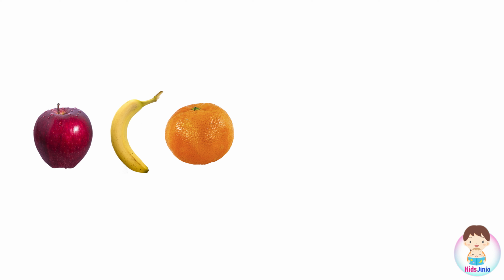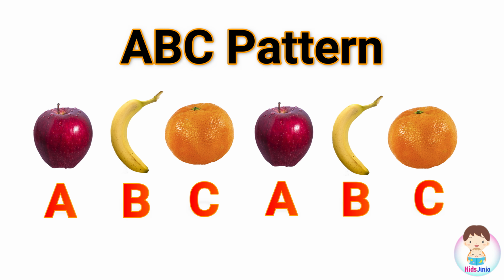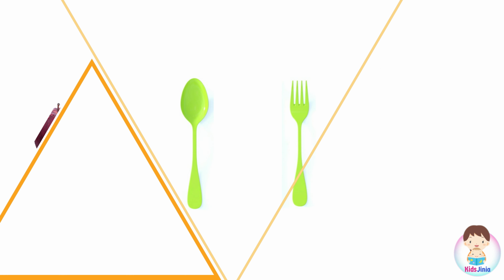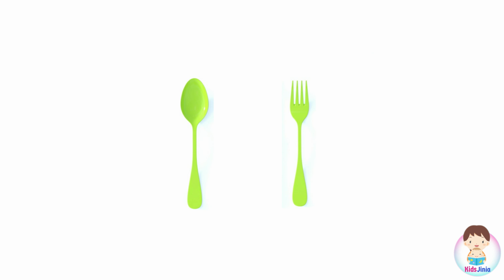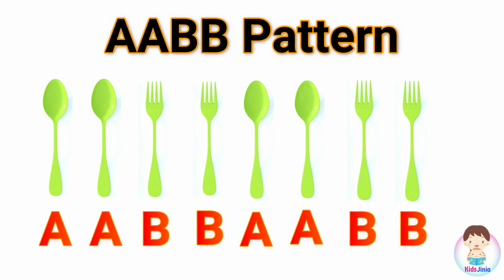For example, if you have an apple, banana and orange at home, name apple as A, banana as B and orange as C. If you repeatedly keep these fruits in this ABC order, then it is an ABC pattern. If you have spoons and forks at home, name spoon as A and fork as B. And if you arrange 2 spoons and 2 forks repeatedly, then it is an AABB pattern. Like these examples, you can make any pattern using household items.